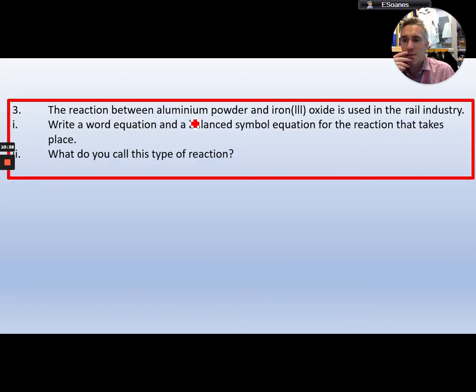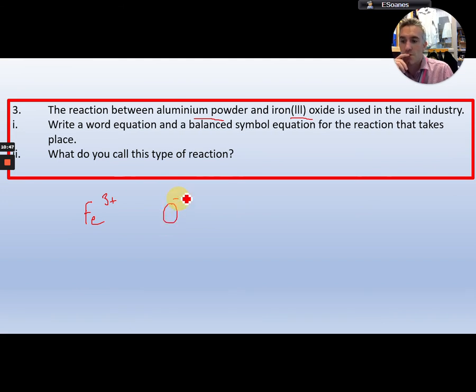Reaction between aluminium powder and iron oxide is used in the railway industry. Write the word equation and then can you work out the balanced symbol equation. What do you call this reaction? Okay, so iron, Fe, iron 3 oxide, so it has a charge of +3.